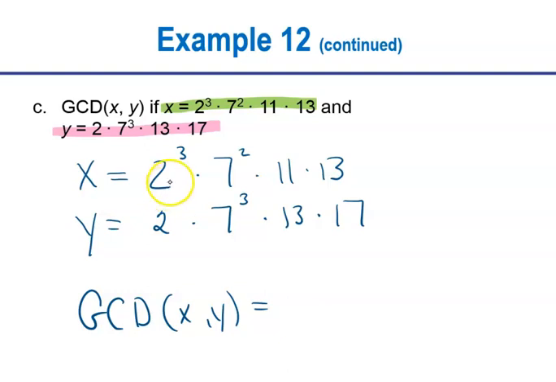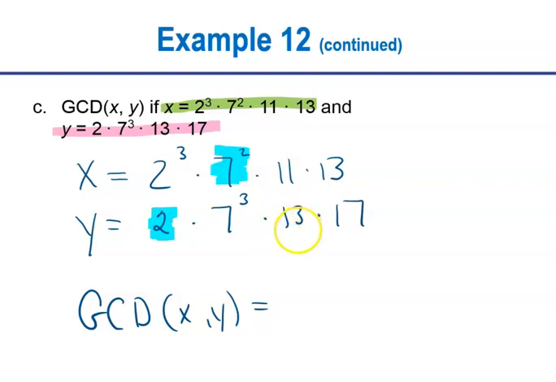So we have 2 to the third and we have 2 to the first. So we want to use the smaller exponent of those. So 2 to the first is smaller than 2 to the third. We have a 7 squared, and we both have 7s in common. We have a 7 squared with x and a 7 to the third with y, so we want to use 7 squared, the lowest of the exponents. There's not 11 in common, so we don't use it at all.